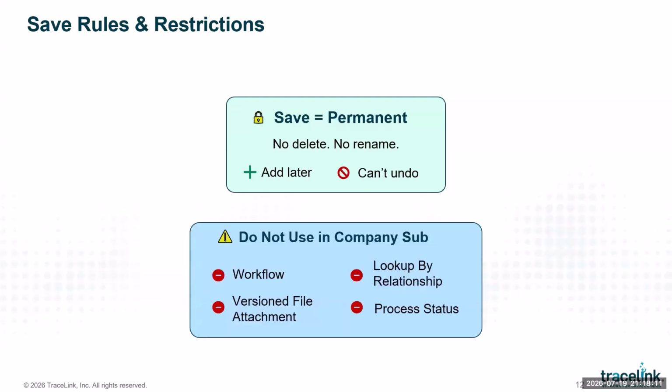Second, there are four field types you must never use in a company sub: workflow, lookup by relationship, version file attachment, and process status.